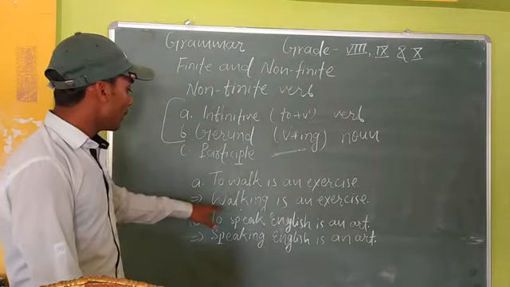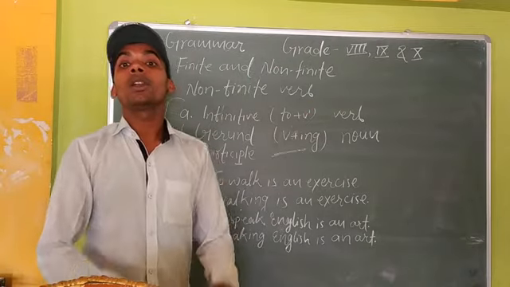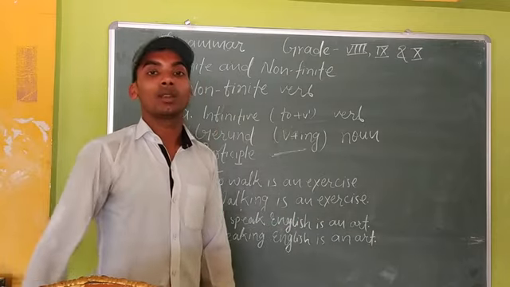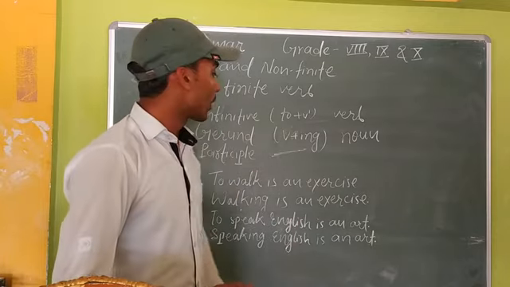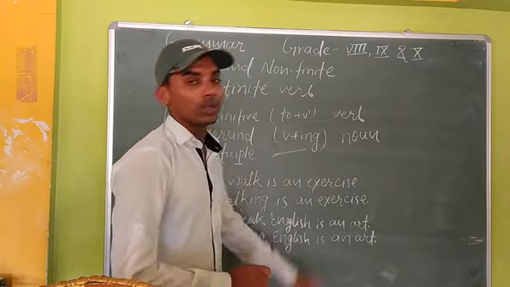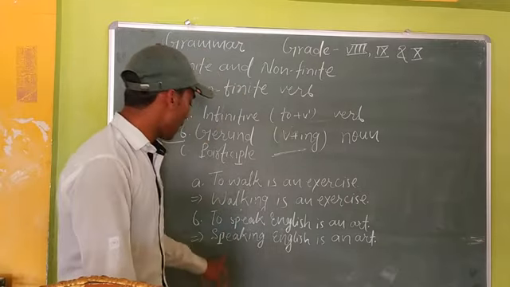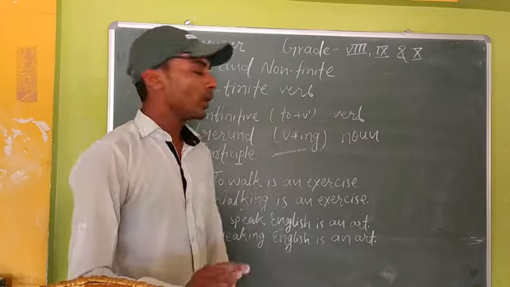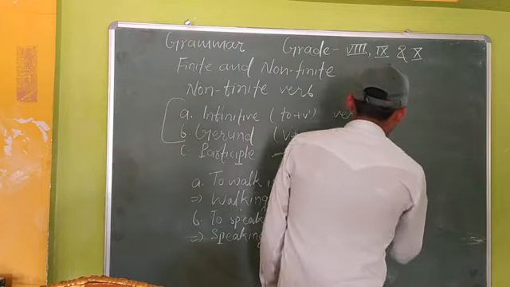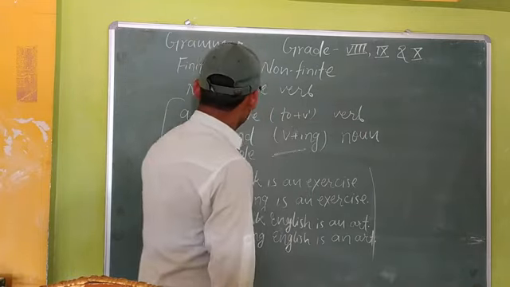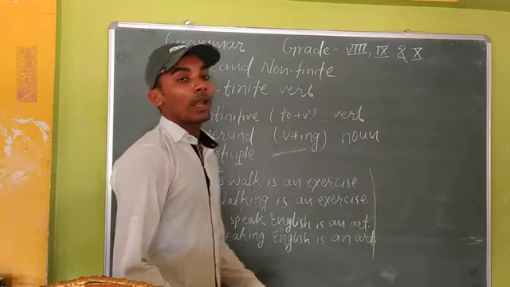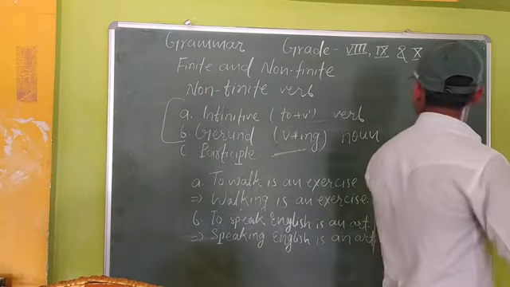But when, by the help of gerund, we are completely showing that process is known as walking, that is working in favor of gerund. The same situation is happening here: to speak English is an art, and speaking English is an art. But here, not only that, you need to understand infinitive.